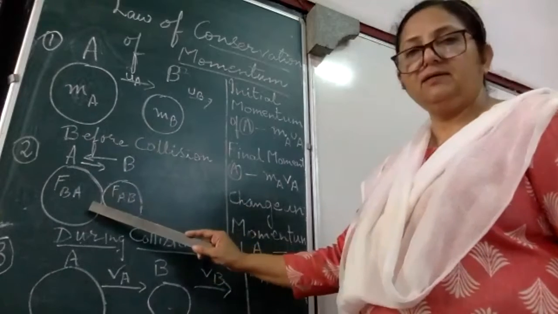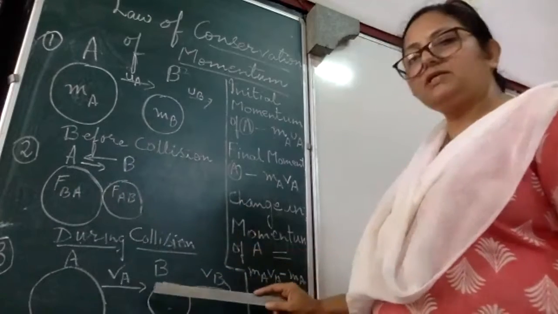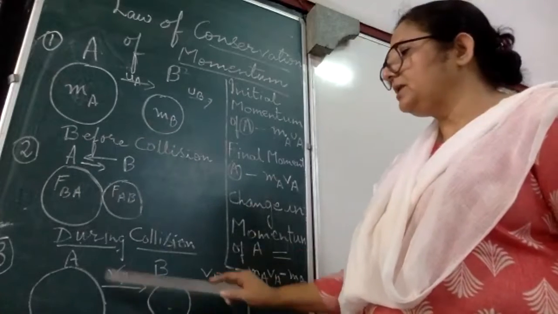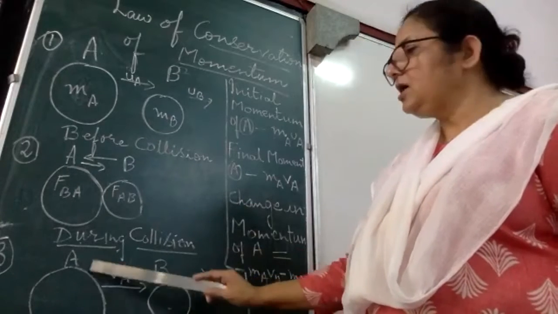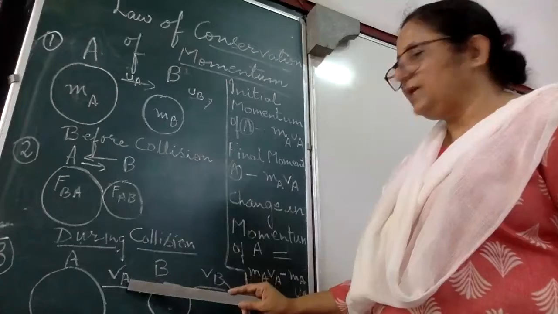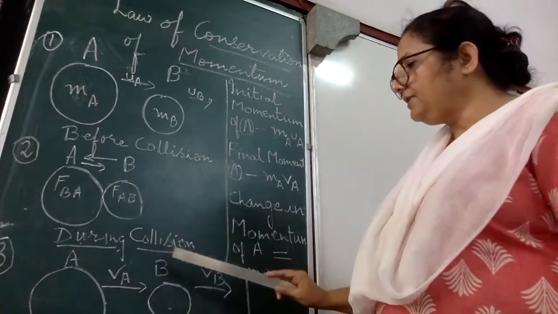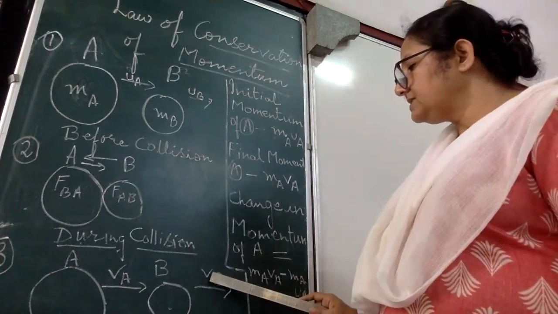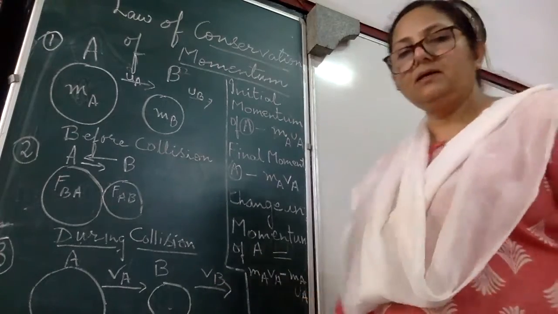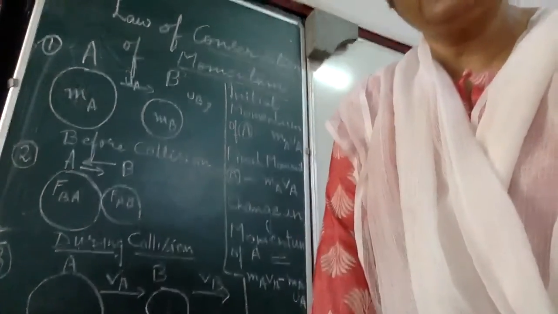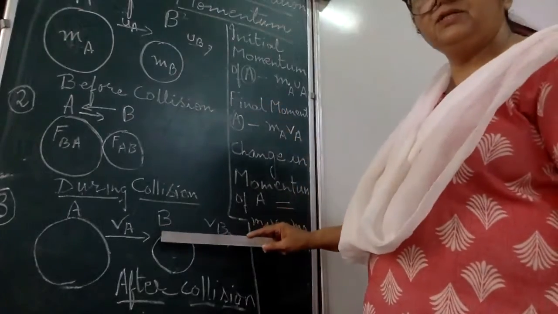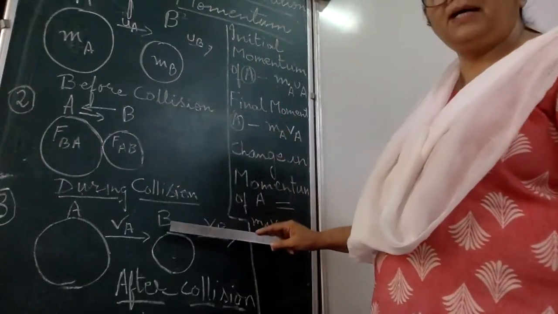Then the third situation is that after time t seconds, the objects separated, but since they have collided with each other, the velocity of the objects has got affected. So let us assume that the final velocity of object A is vA and the final velocity of object B is vB after collision. So keep these three situations in mind.